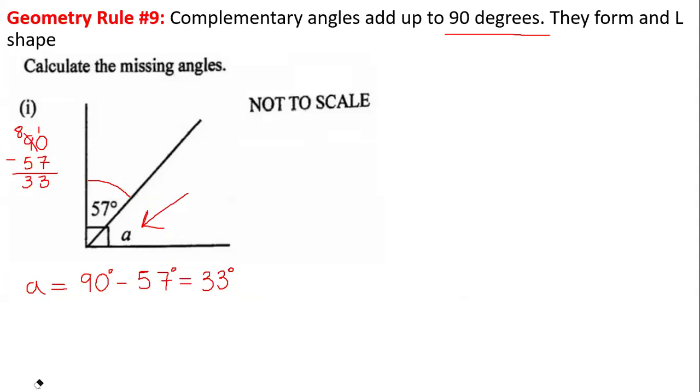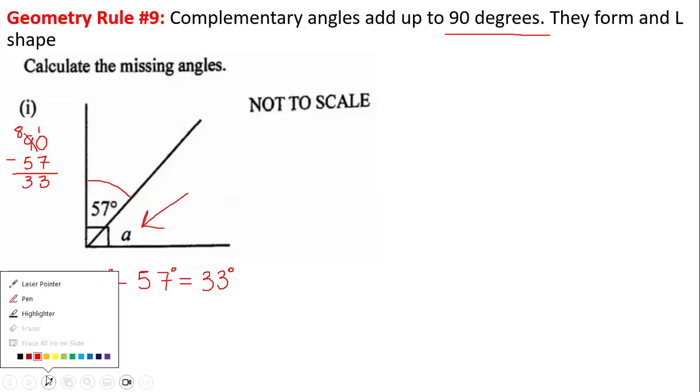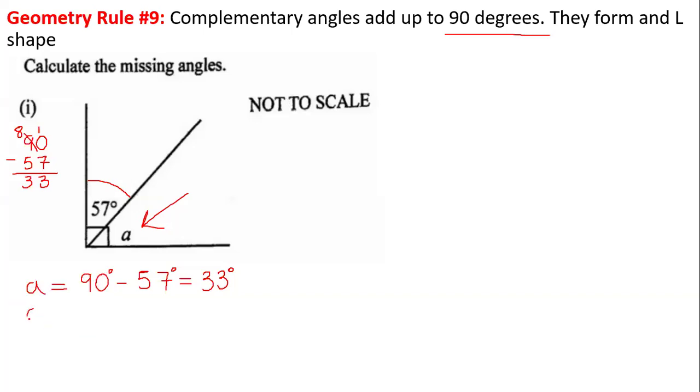So we have that A is equal to 33 degrees. And so we have that, should I say, complementary angles? Complementary angles are equal. Now I'm going to give you all another one.